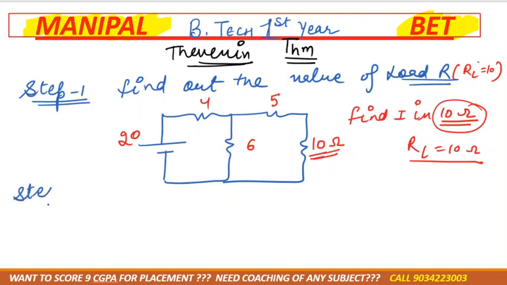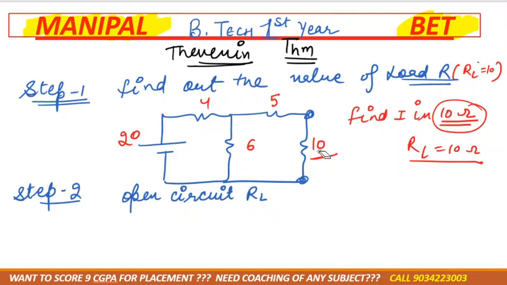Now step number 2, whatever the RL is there, we have to open circuit RL. Like I told you, this is RL. You need to remove that RL. Open circuit means removing. The rest of the diagram is the same. The terminals are always marked as A and B over there.